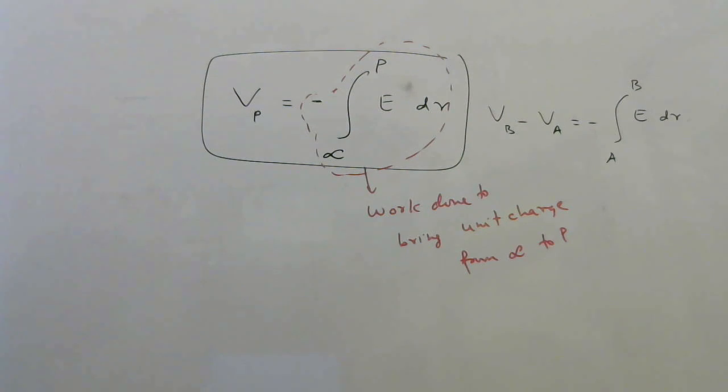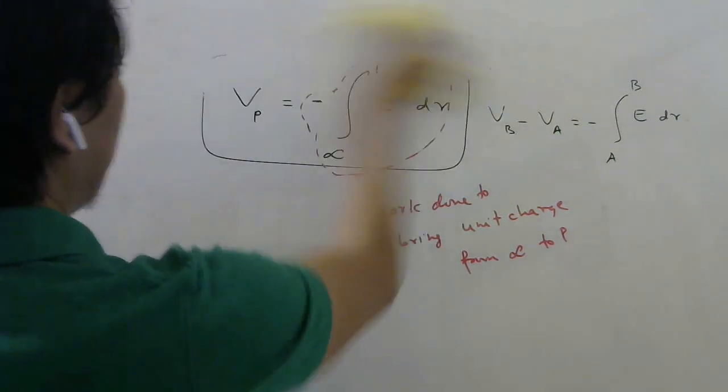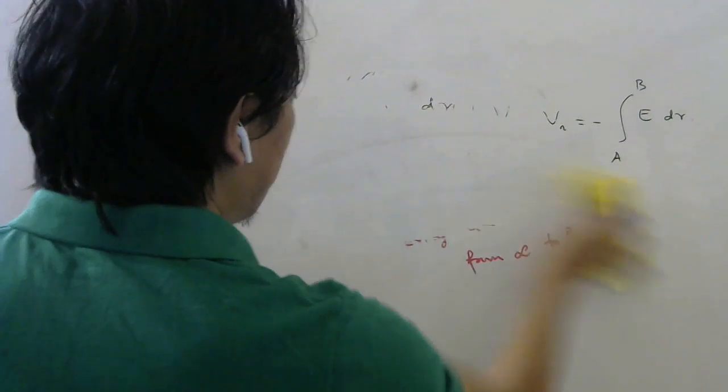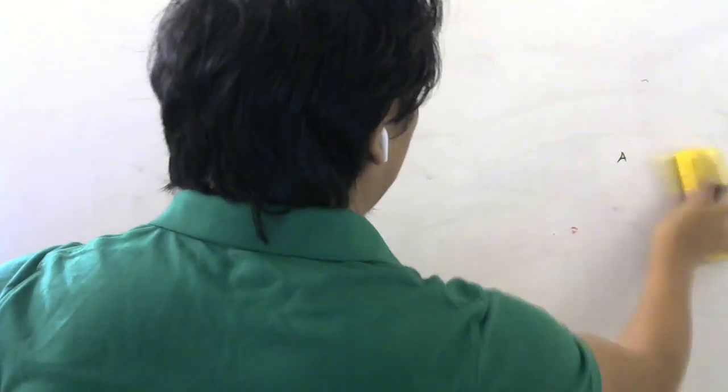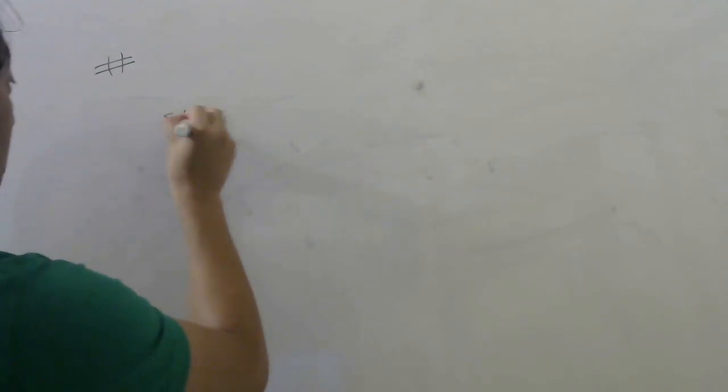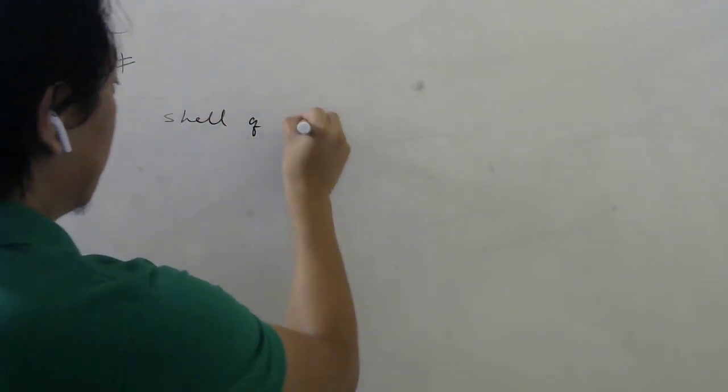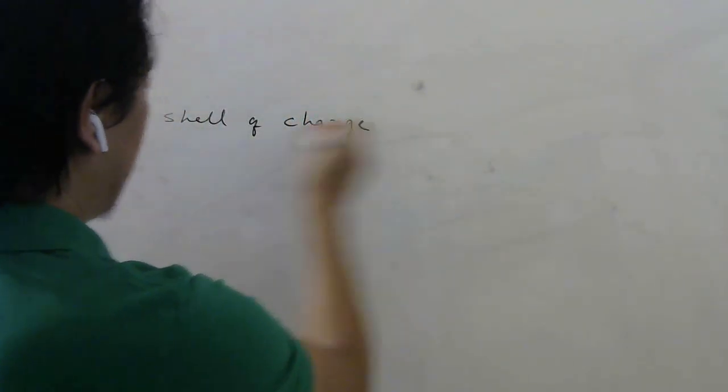Okay, students? Fine. So once we have understood this is the formula we are going to use, let us start with the first distribution. The first distribution I will take is shell of charge. Again, all this is for entrance. So a shell of charge, uniformly distributed, let us say. So this is a shell of charge.